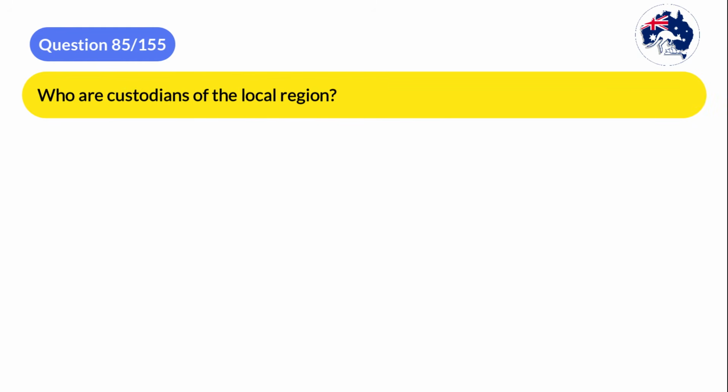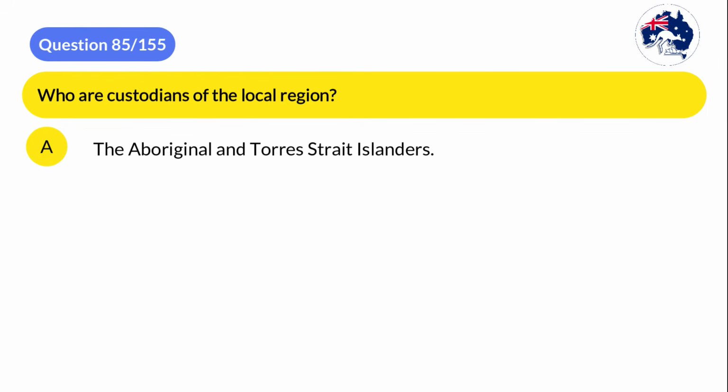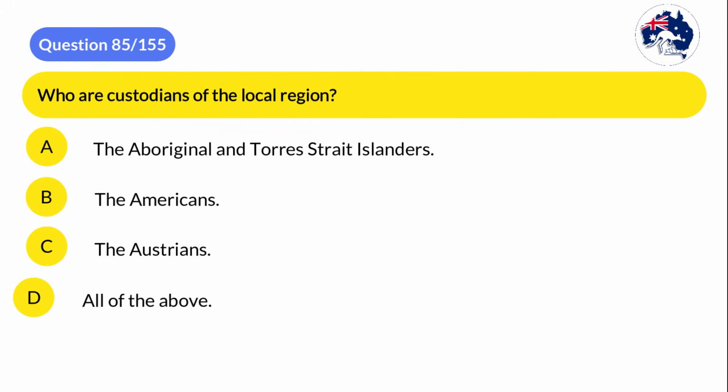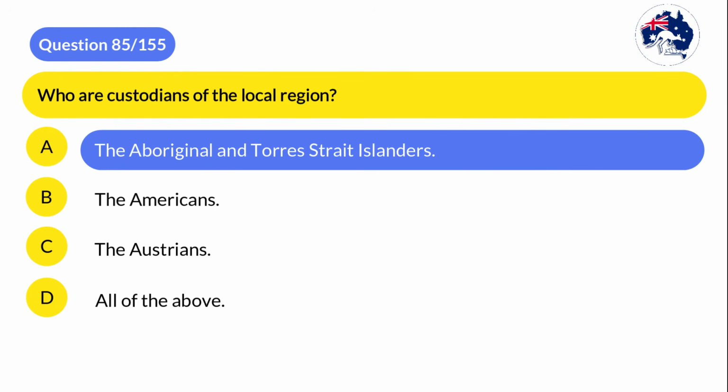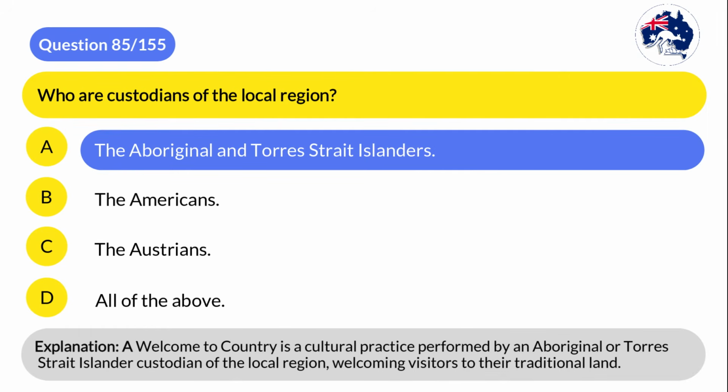Question 85. Who are custodians of the local region? A. The Aboriginal and Torres Strait Islanders. B. The Americans. C. The Austrians. D. All of the above. The correct answer is A. The Aboriginal and Torres Strait Islanders. Explanation: A welcome to country is a cultural practice performed by an Aboriginal or Torres Strait Islander custodian of the local region, welcoming visitors to their traditional land.